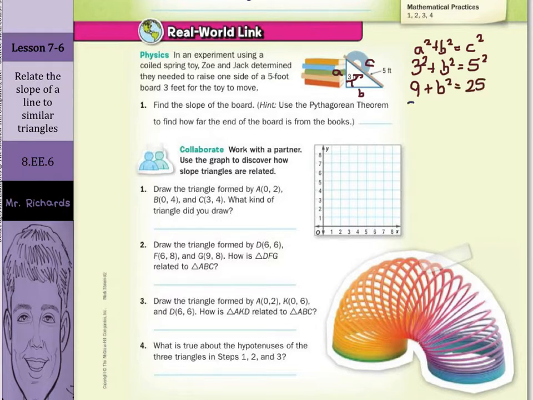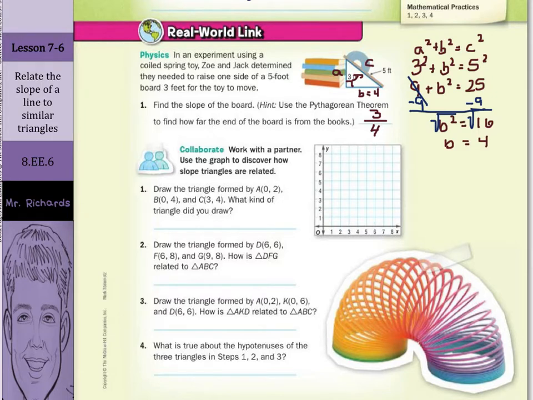If we subtract 9 from both sides here, we end up with B squared equals 16. Then, if we take the square root of both sides, we're going to stay with our positive answer of B equals 4. So B is equal to 4. And now to find the slope of the board, think slope is rise over run. So we're rising 3 and running 4. So 3/4.